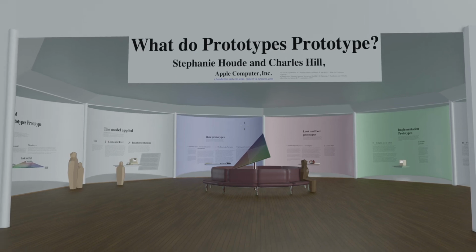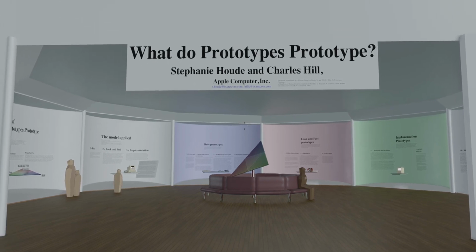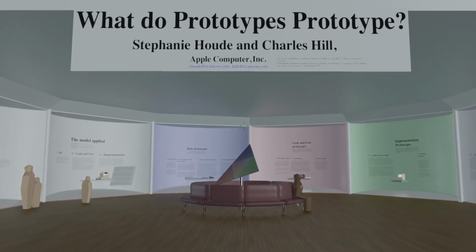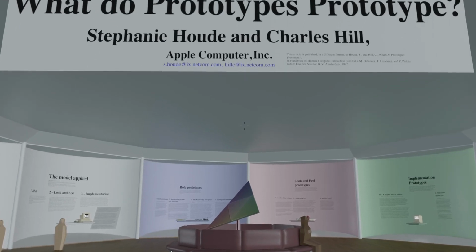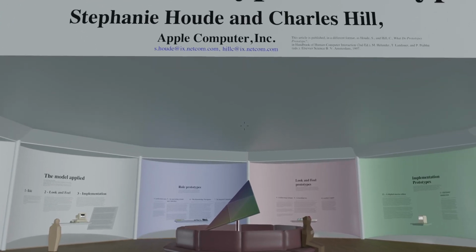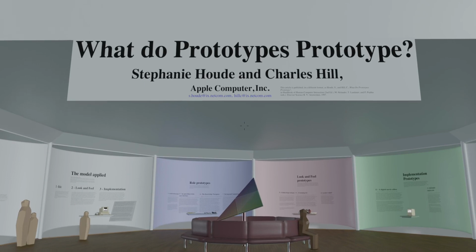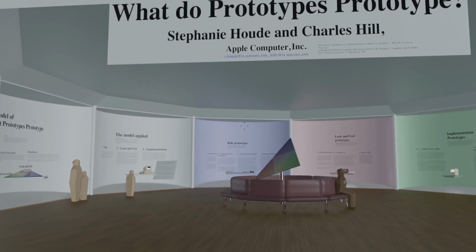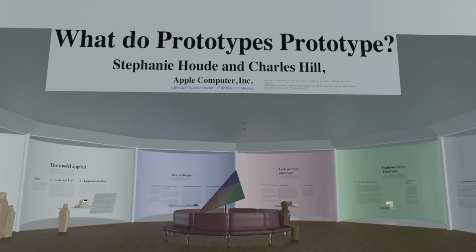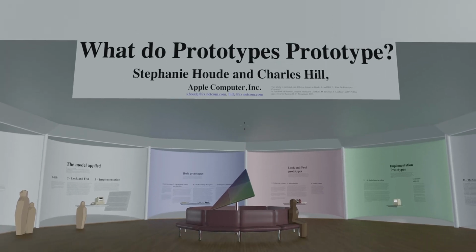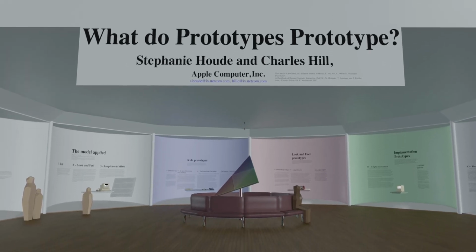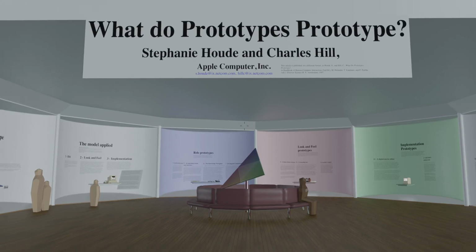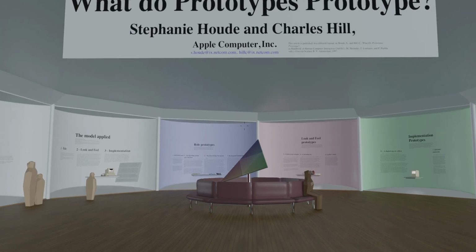This is an exhibition hall kind of space devoted to "What Do Prototypes Prototype?" It was published in 1997 in the Handbook of Human-Computer Interaction, written by Stephanie Houde and Charles Hill. It's a useful reference, not least because it's about prototyping and I like that, but also it's become important enough that people refer back to it.